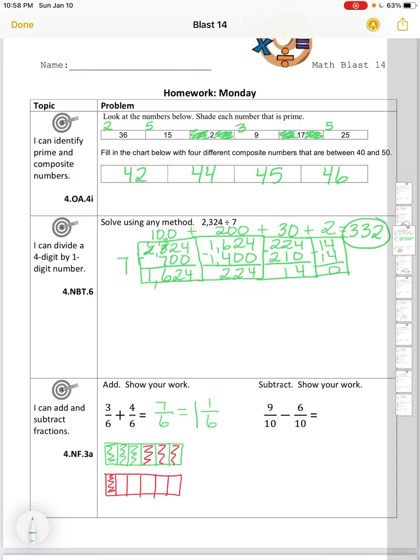Subtract. Show your work. 9/10 minus 6/10. So we'll start with a fraction bar, and this time the units we're dealing with are tenths. So I'm going to break my fraction bar into 10 equal parts. We want 9/10. I'll shade in 9 of the tenths there.